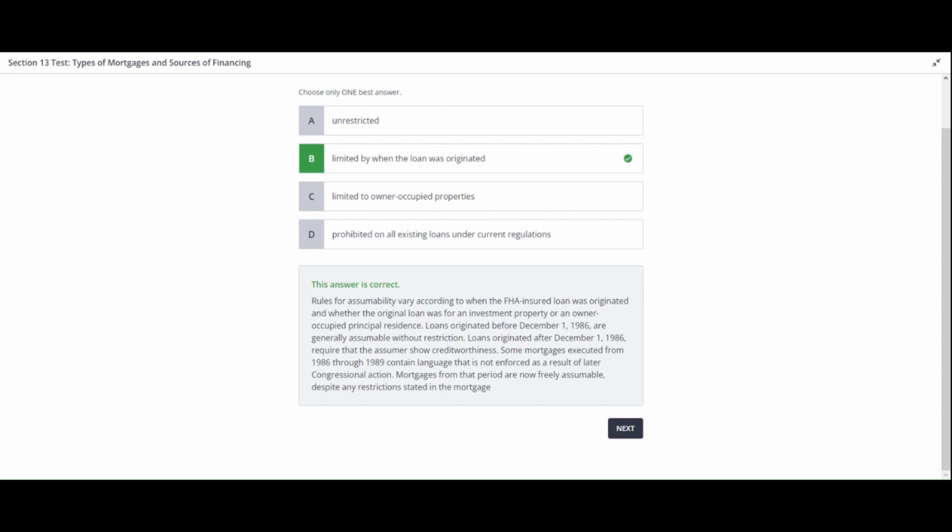Loans originated before December 1, 1986, are generally assumable without restriction. Loans originated after December 1, 1986, require that the assumers show creditworthiness. Some mortgages executed from 1986 through 1989 contain language that is not enforced as a result of later congressional action. Mortgages from that period are now freely assumable, despite any restrictions stated in the mortgage.